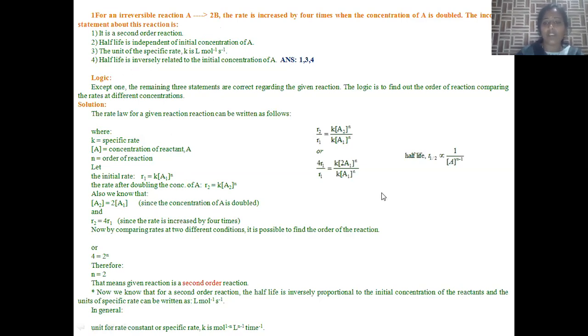Let us find out this half-life period. The half-life period of any reaction, first order, zero order, or second order, is given as t half proportional to 1 by concentration of A to the power n minus 1. Here n is 2, hence 2 minus 1 becomes 1. So t half is inversely proportional to A in case of second order kinetics. That's why the fourth statement is also correct. The first statement, second order, is correct. Independent of initial concentration is the wrong statement. The units of rate constant for second order are liter mole inverse second inverse, and half-life is inversely proportional to initial concentration. Option number 2 is the wrong statement.